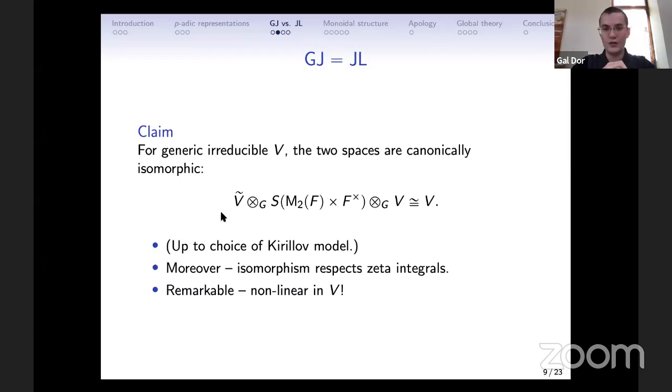And we realized that this would mean that this space Y must have a third G action. In fact, what I claimed to you just now is that once you associate it with this third action, then there is a canonical isomorphism of G modules between V times Y times V tilde and V. And moreover, this isomorphism respects zeta integrals. So the Jacquet-Langlands zeta integral of the right-hand side is the same as the Godement-Jacquet zeta integral of the left-hand side.